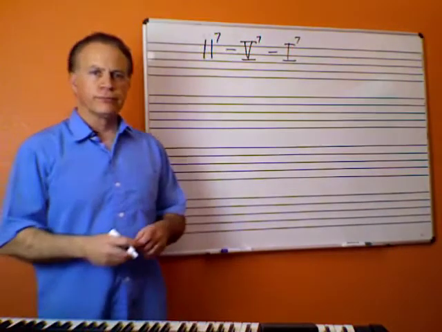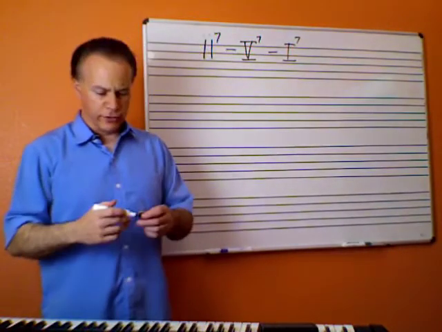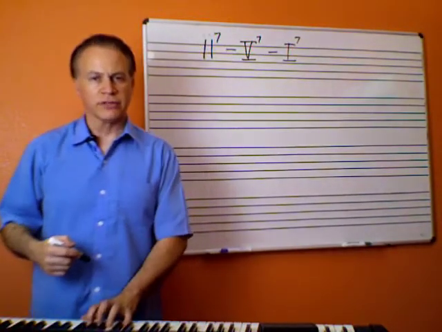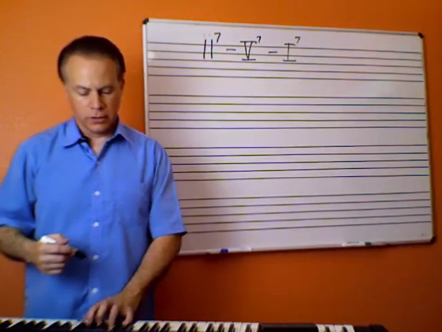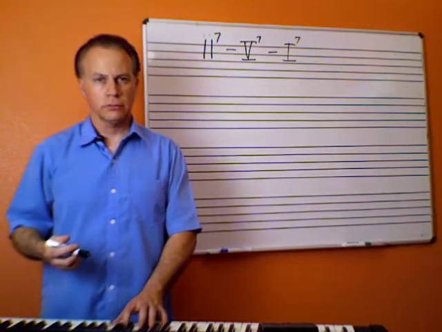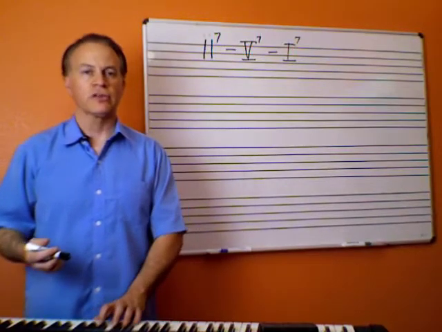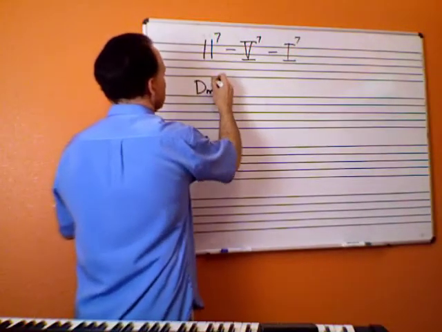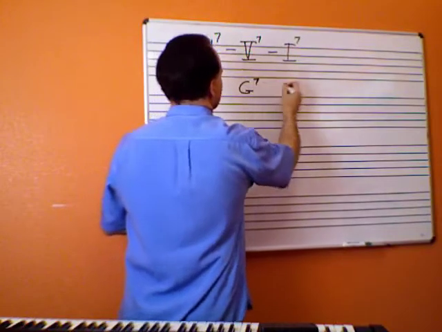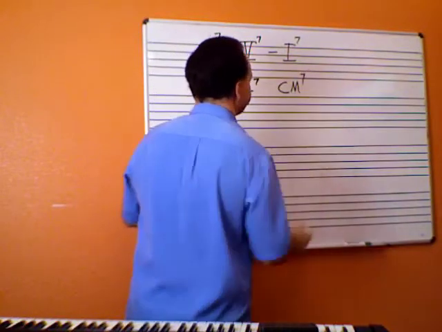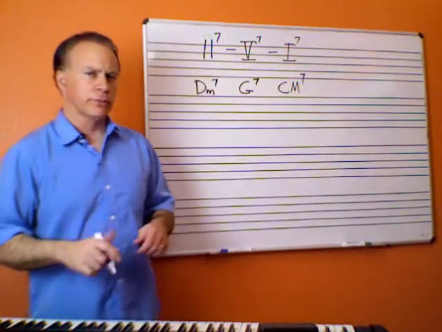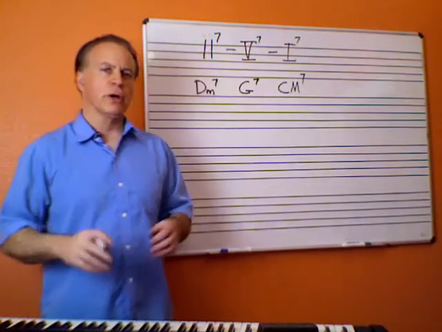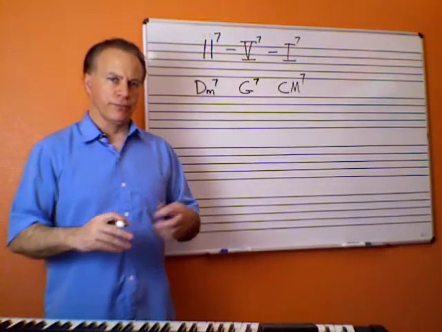Two, 5, 1, in the key of C, for example, the 2 chord would be a D minor 7th chord. The 5 chord is a G7, and the 1 chord is a C major 7. D minor 7 to a G7 to a C major 7. It turns out that this chord progression is used so much in standard tunes.